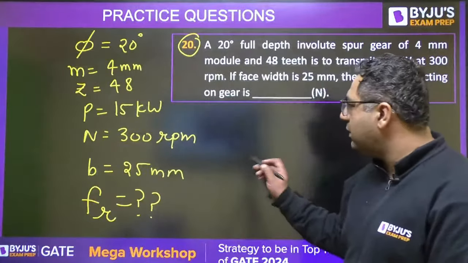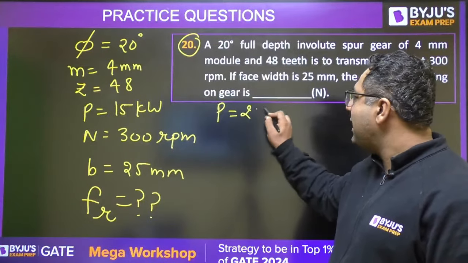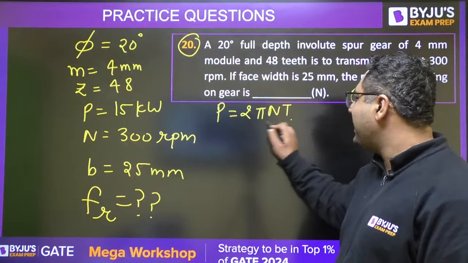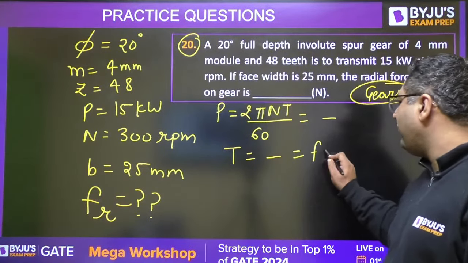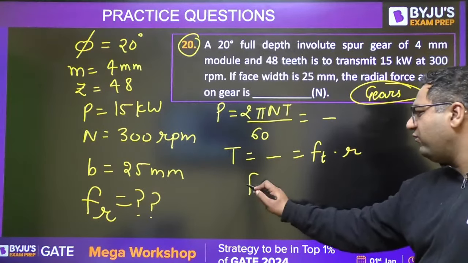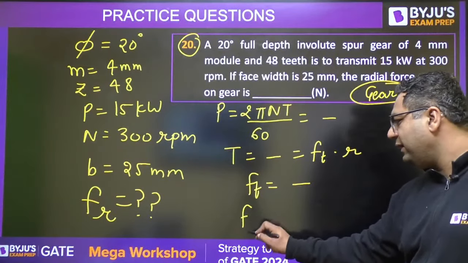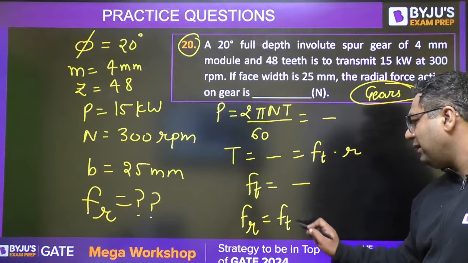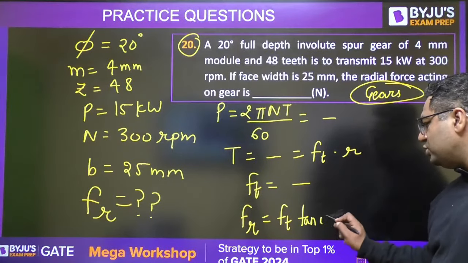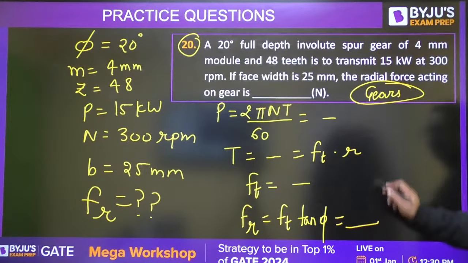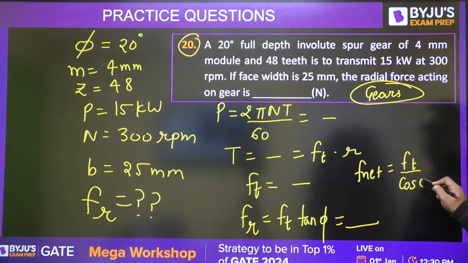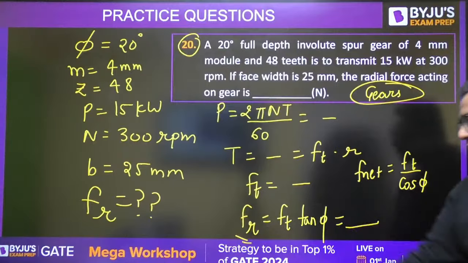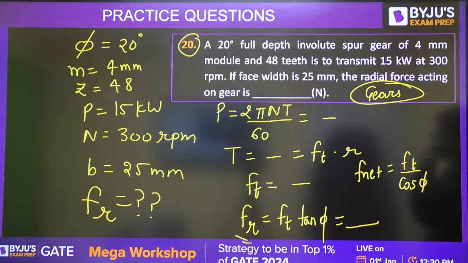I feel everybody remembers from the power applied, 2 pi N T by 60. You can find out torque. Torque is Ft into r. We can find out Ft. Then radial force is Ft tan phi. Okay. If they ask net force, it is Ft by cos phi, but they are asking you the radial force. Solve it and get the answer, guys.